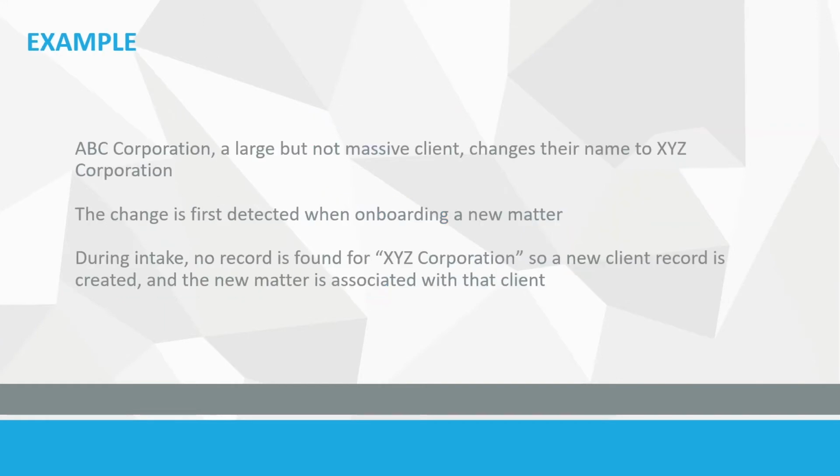An example of how this works end to end is you might have a client, ABC Corporation, and they're very large, but they're not necessarily your largest client. That client changes their name to XYZ Corporation. It might be that the change is first detected when you're going to add a new matter for that client. If the person doing data entry in new business intake isn't careful, they're going to try to search for this new client name. They're not going to find it, and they're ultimately going to end up creating a new client and associating the new matter with that new client.